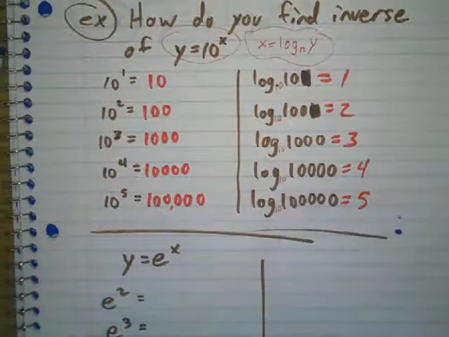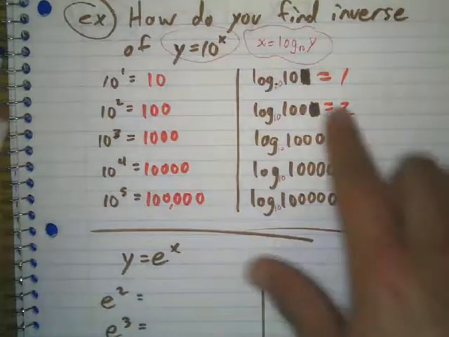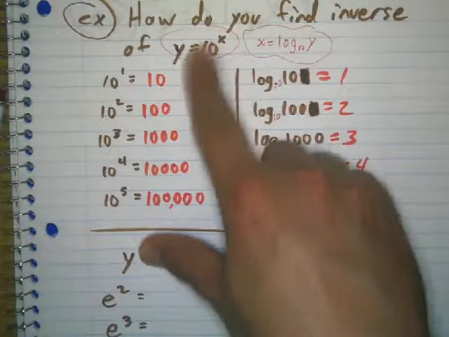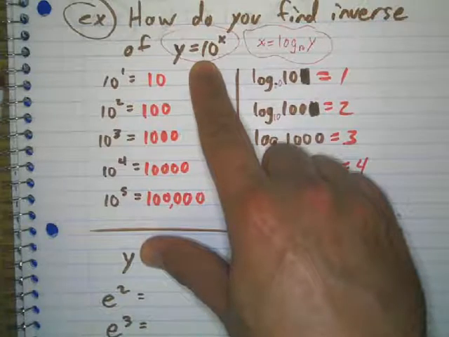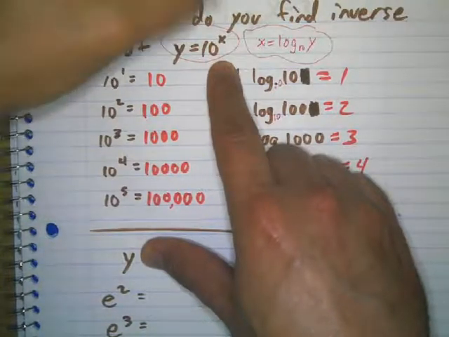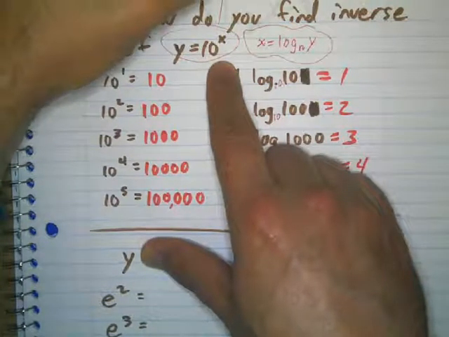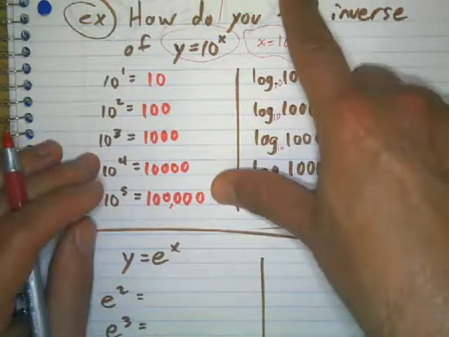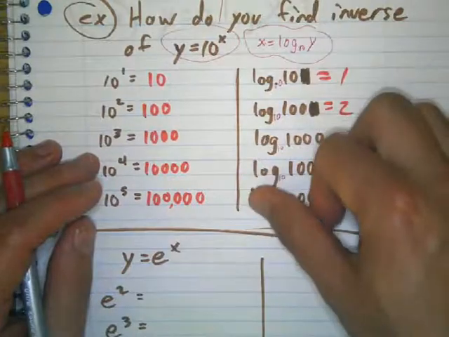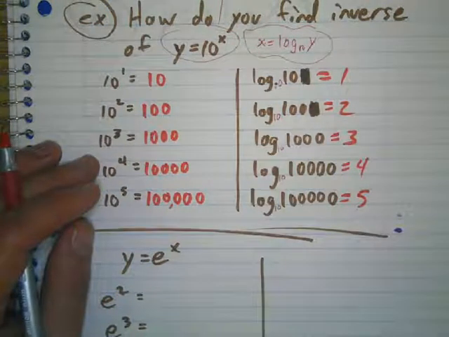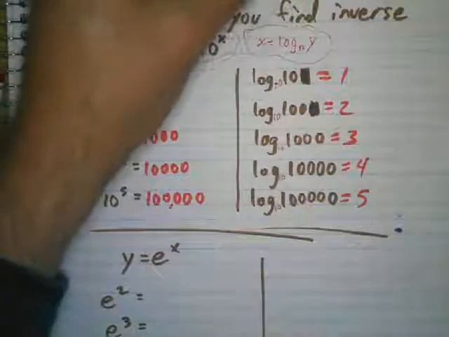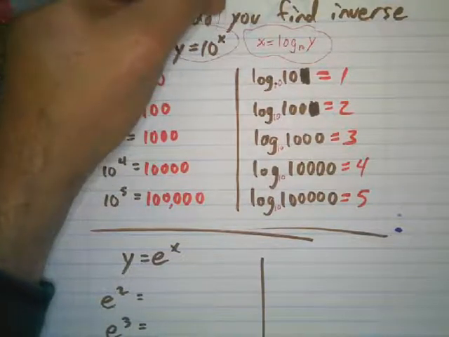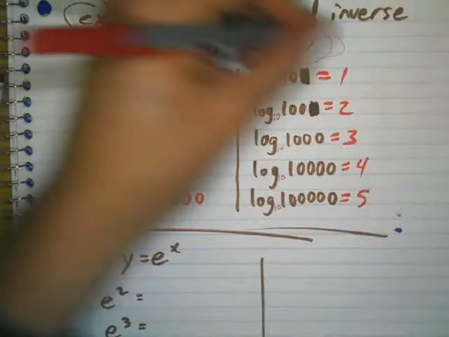So what happens here is if I'm doing an inverse of this function, we can switch the x with the y and the y with the x, and we would get x equals 10 to the y power. And if I have this and we want to solve for y, we would rearrange this this way.